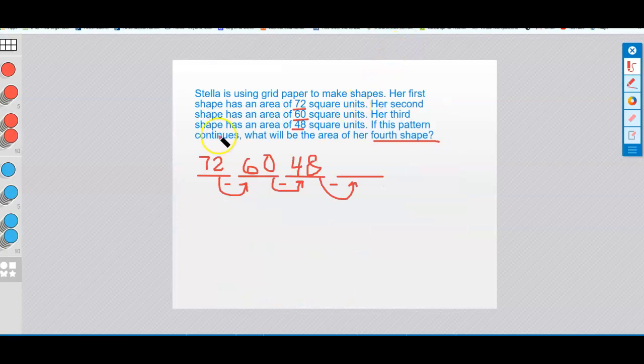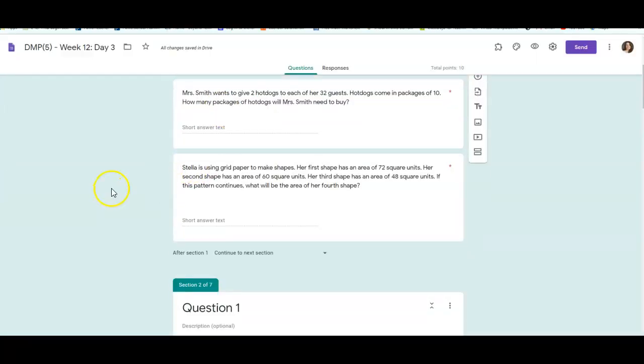So let's take a look at what's happening here. We don't really need to know what the perimeter or what the area is on this. What we need to know is what's happening here. We can see that her first shape has an area of 72, her second shape has an area of 60, and her third shape has an area of 48. We want to know what will be the area of her fourth shape. I've given you a hint here. If you subtract each one of these, that'll tell you what it's going down by. Once you know that, you can figure out what that number would be for that area.